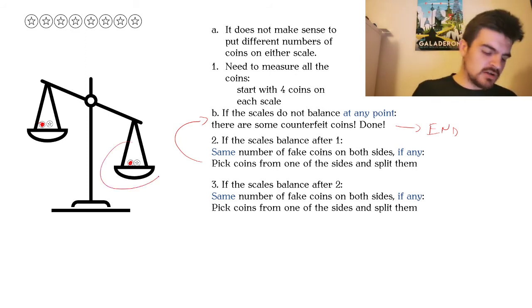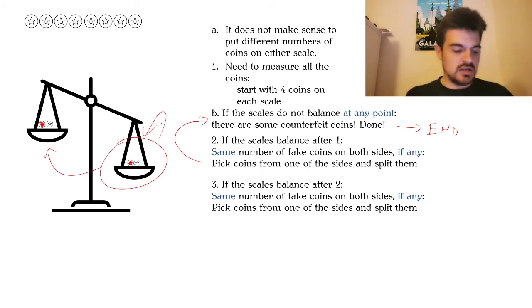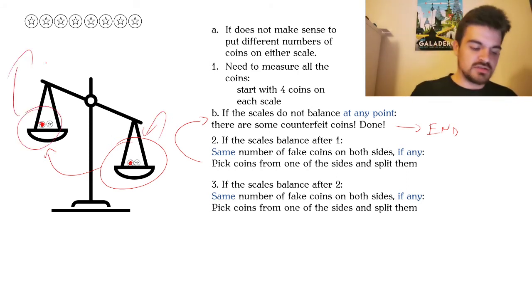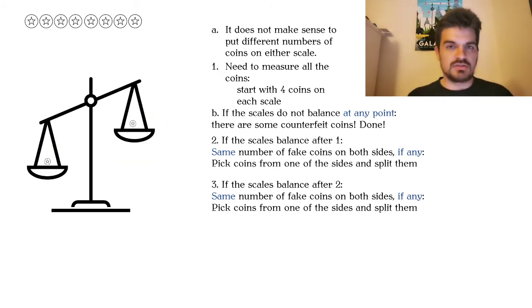We pick one side and we split it. We put one coin here and one coin stays here. The other two we toss somewhere else, right? They're gone. We don't have to measure them anymore. Now we have one coin on each side, and again, there are two possibilities.